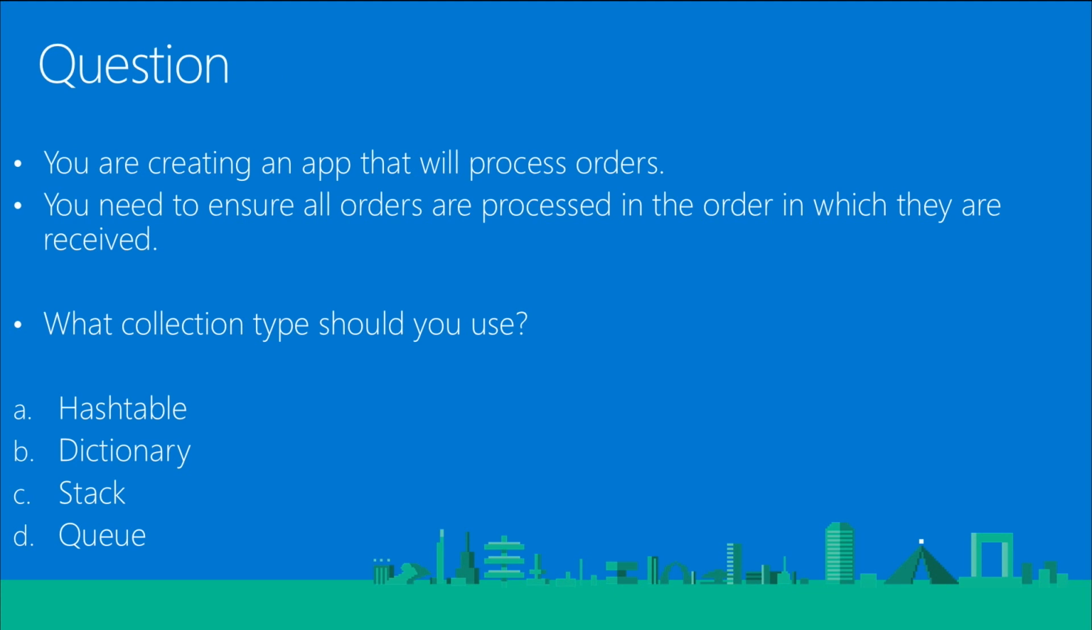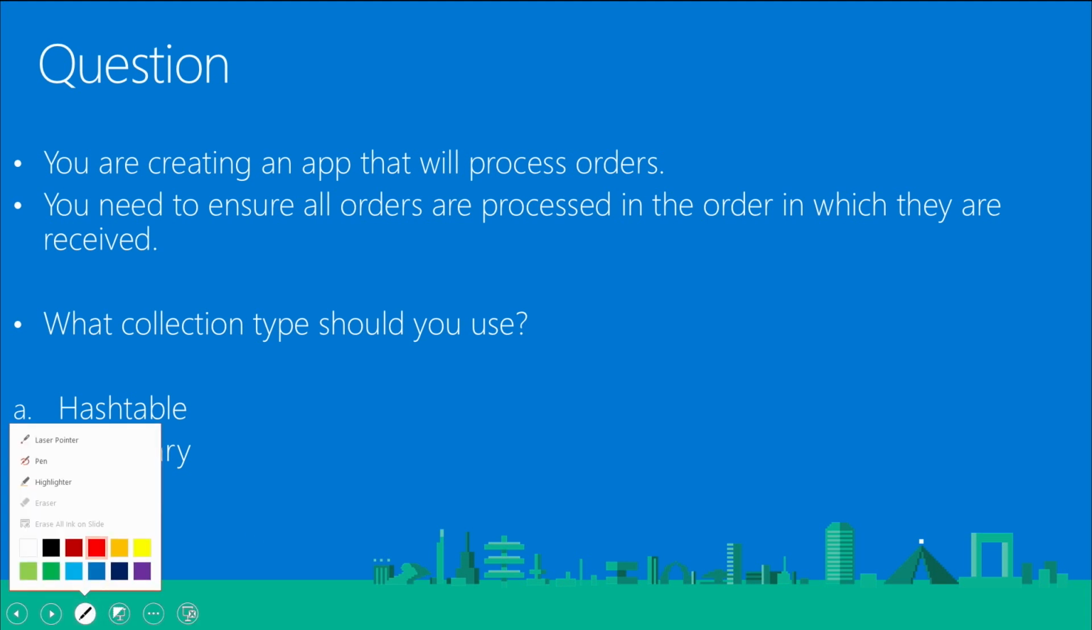Another real quick question for you. You are creating an app that will process orders. You need to ensure that all orders are processed in the order in which they are received. All calls are handled in the order in which they are received. What collection type should you use? Hash table, dictionary, stack, or queue?